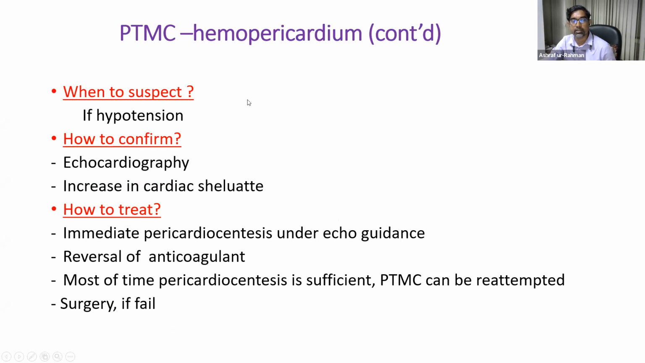When to suspect hemopericardium: if the patient is hypotensive on the table, it should be confirmed by echo and an increase in cardiac size on fluoroscopy, and we have to proceed for immediate pericardiocentesis, as we did in that case, under echo guidance, with reversal of anticoagulant. Most of the time pericardiocentesis is sufficient, and PTMC can be reattempted at a later time. And if we fail everything, then surgery is the last option.